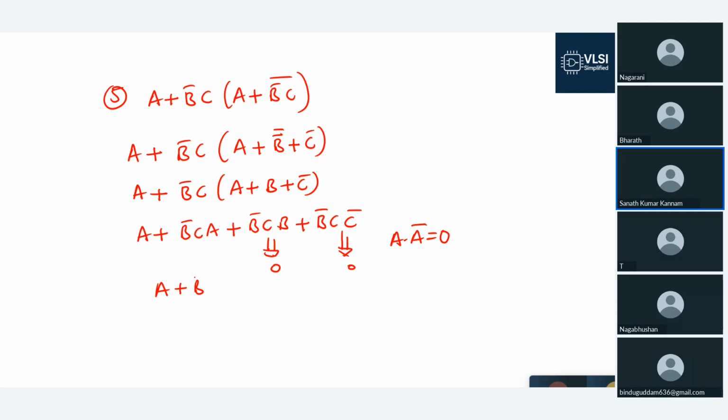Okay. So what you are getting: A or B bar C, A or 0 or 0. You are getting A or B bar C A, because A or 0 equal to A itself. Okay. So if you take A common, you are getting 1 or B C bar. So this is A and 1. This is equal to A.